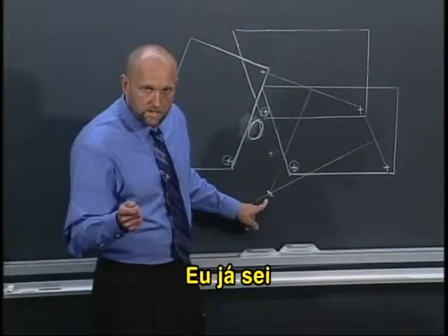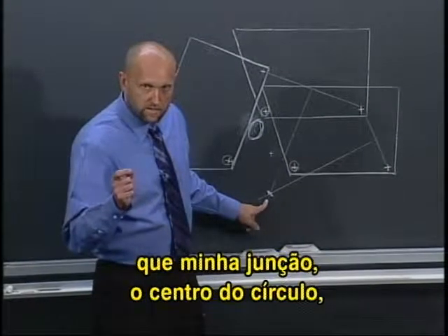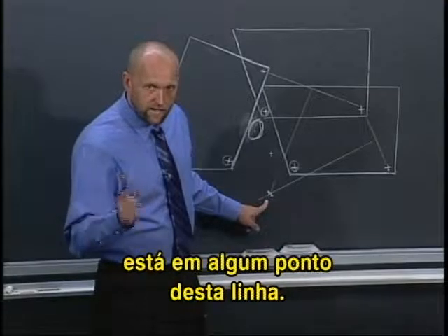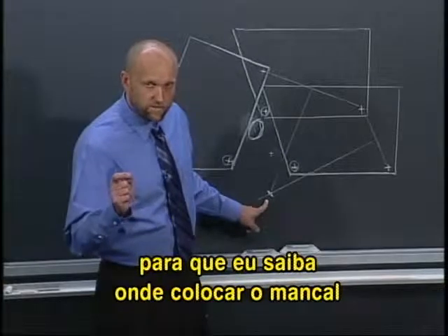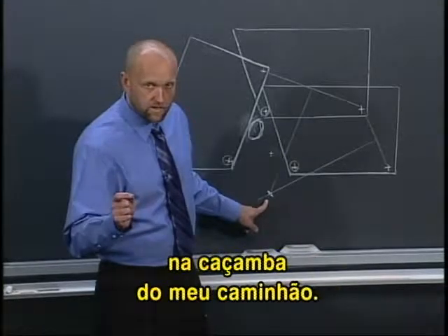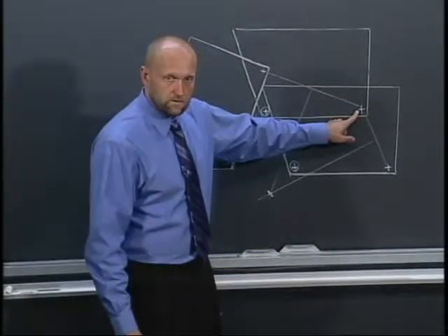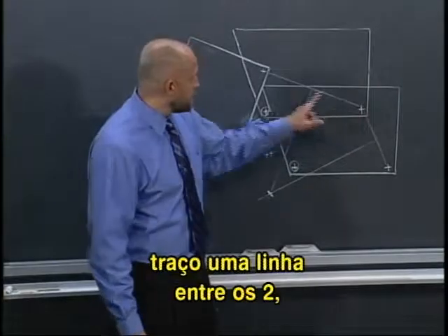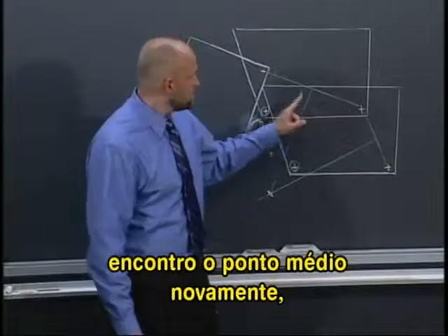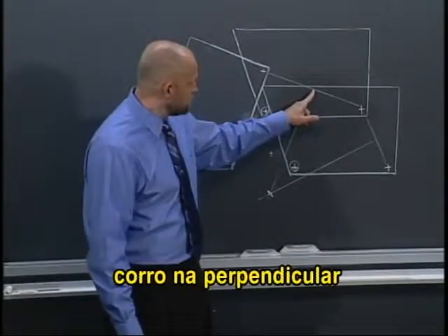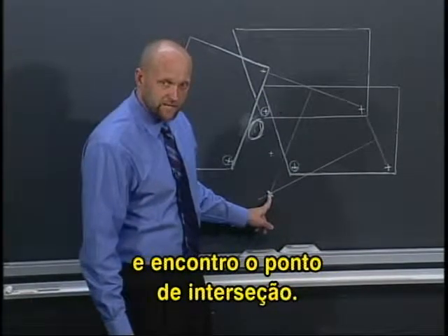Now, what I know is that my joint, the center of the circle I need, is somewhere along that line. But I want it down to a single point, so I know just where to put the bearing on the bed of my truck. So I take 2 other points from the set of 3. I construct a line segment between those 2 and find the midpoint again and run a perpendicular down, and I find the point where they intersect.